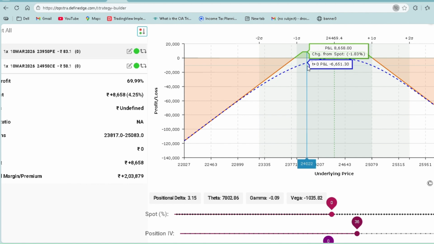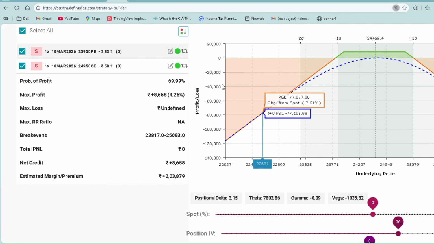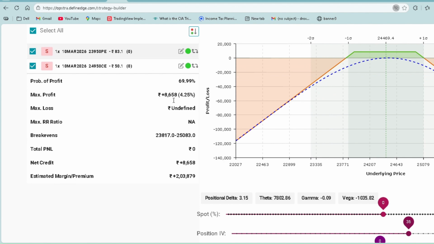Now the important question: is this strategy safe? Short strangle has limited profit. See, it has a limited profit of 8,000 rupees out of 2,03,879. Only a profit of 8,658, which is very little compared to the margin deployed. And the maximum loss is unlimited.